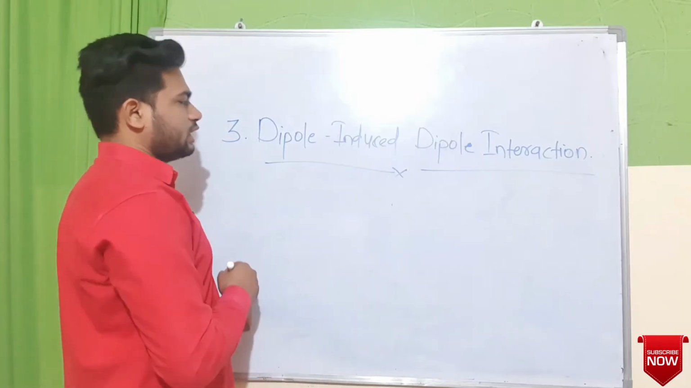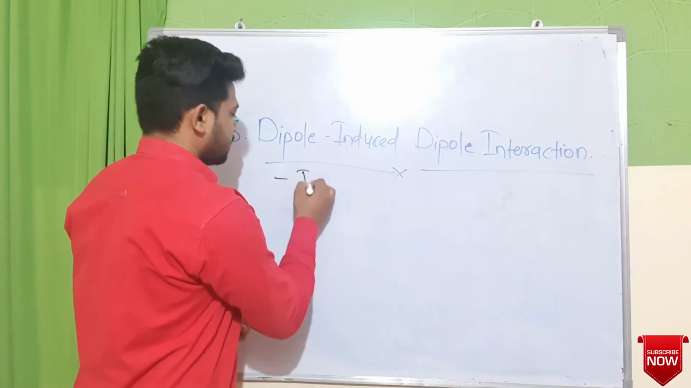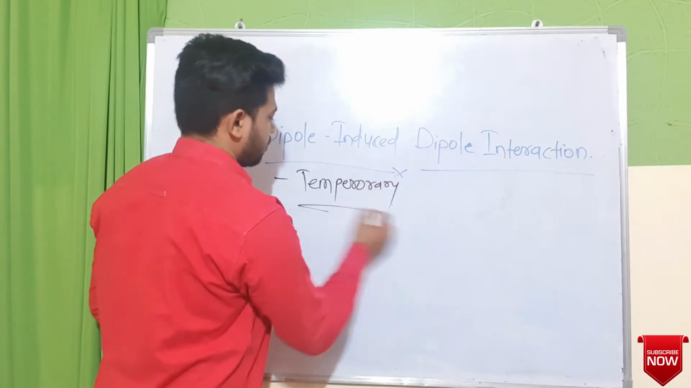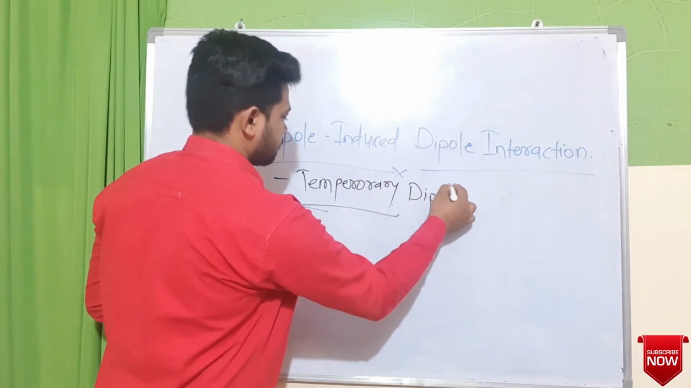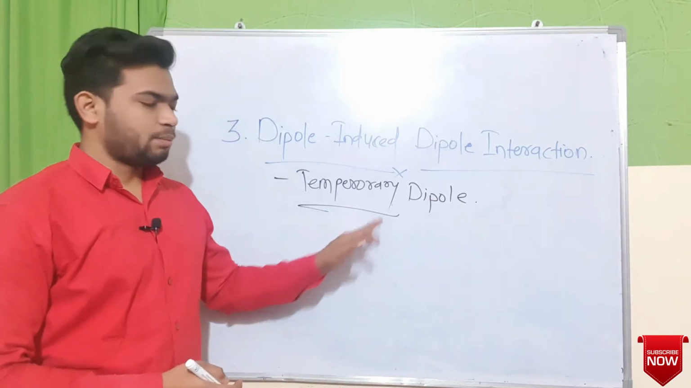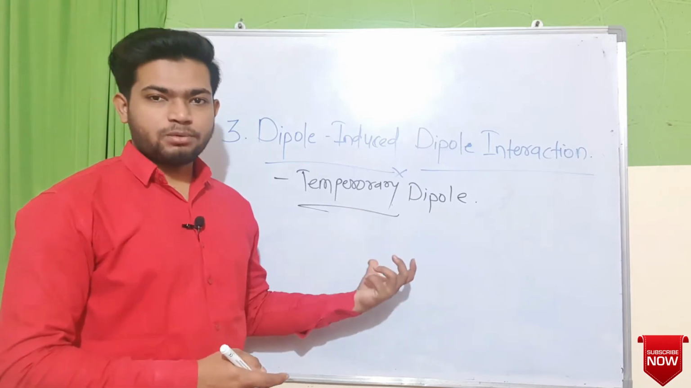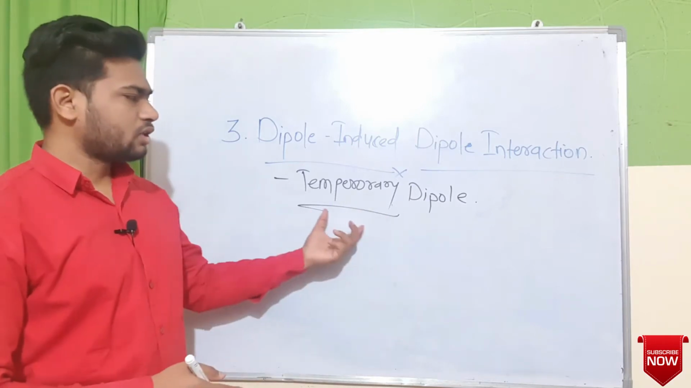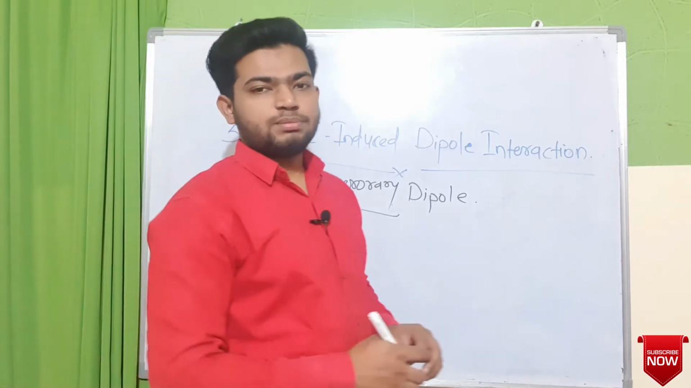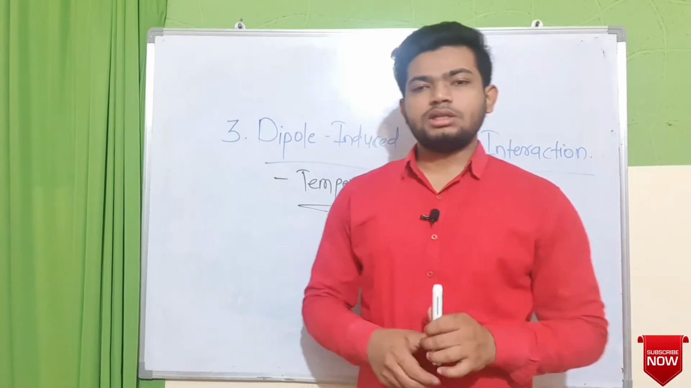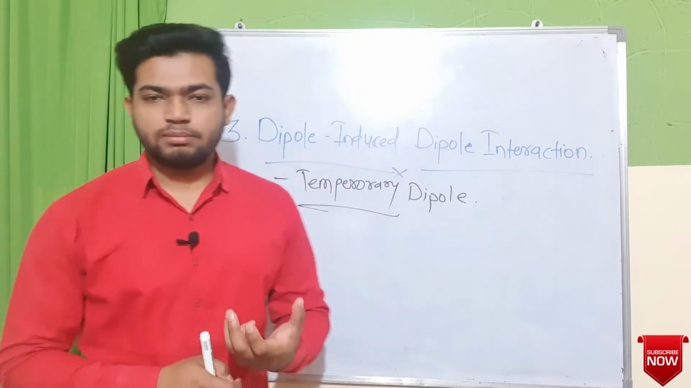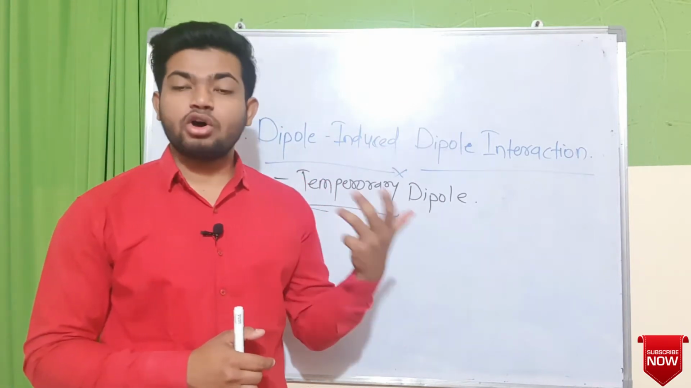Now, this dipole induced dipole interaction is also called as temporary dipole. Okay, this interaction is also called as temporary dipole because there is a formation of dipoles temporarily. Okay, for just a short term there is a formation of dipoles. Now in this interaction, the interaction is between one polar molecule and another non-polar molecule. That polar molecule causes the formation of dipoles by shifting of electron clouds in that non-polar molecule.